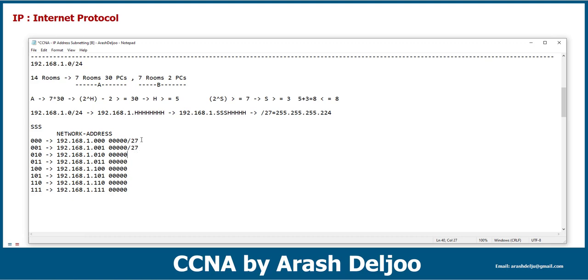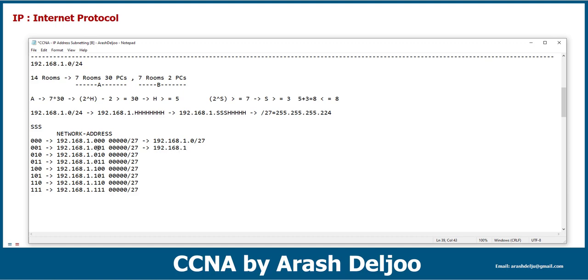Let me write /27. This means that 27 bits of this IP address are the network bits. /27, again /27, and finally /27. Now we can convert these IP addresses to decimal. This is the network address in decimal: 192.168.1.0/27.